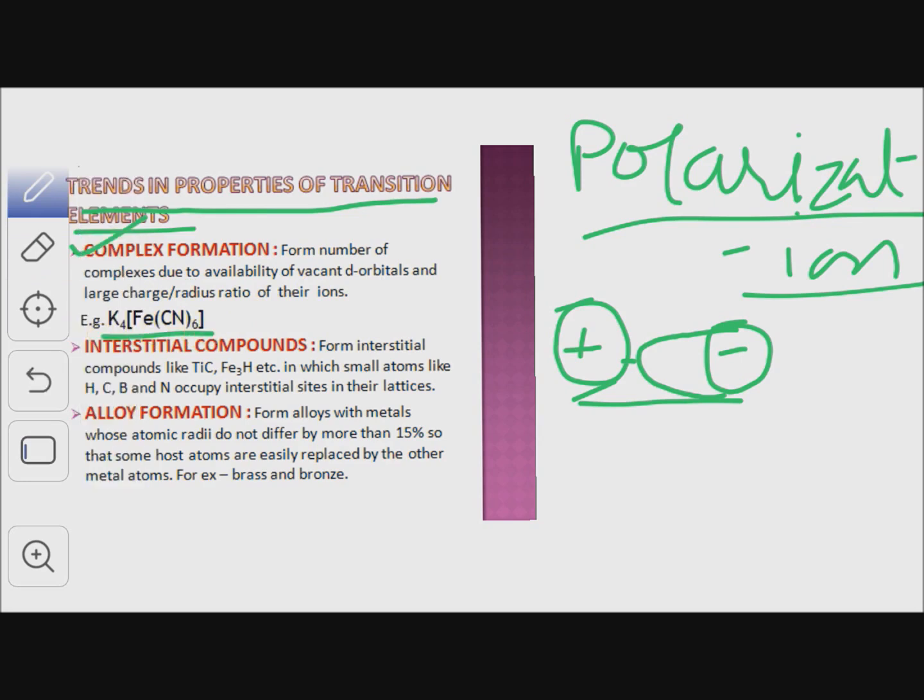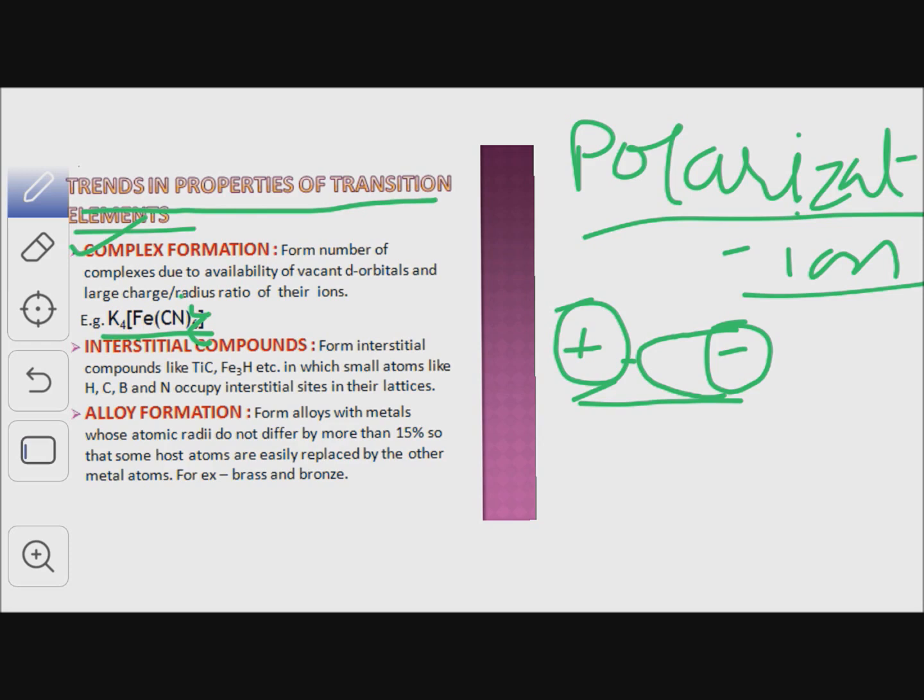The name of this compound is potassium, hexa means 6 ligands, hexacyano: CN is cyano, ferrate: Fe is ferrate.